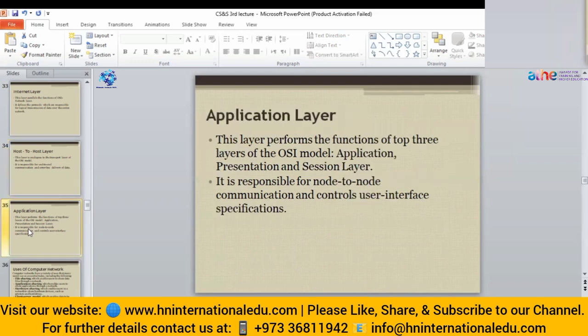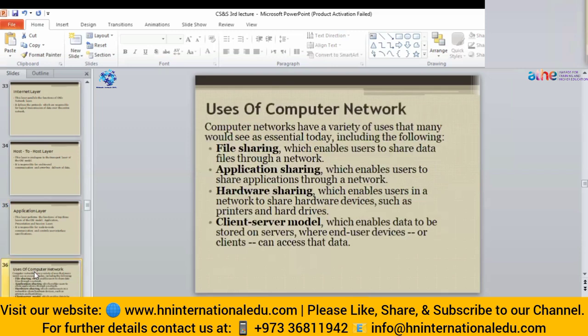Now the application layer. This layer performs the function of the top three layers: session, presentation, and application layer. So it will be responsible to read the data from the user, then it will convert that data into the language of the transmission and make a connection between the source and destination computer. So it is responsible for node to node communication and controls the user interface specification. That was the responsibility of the application layer.